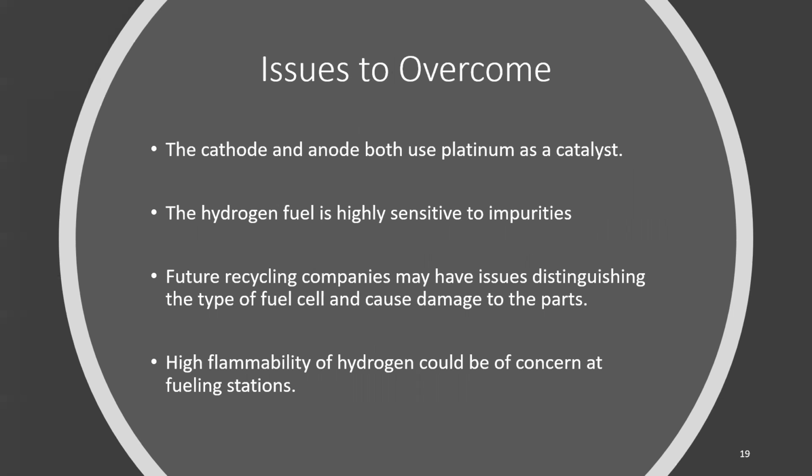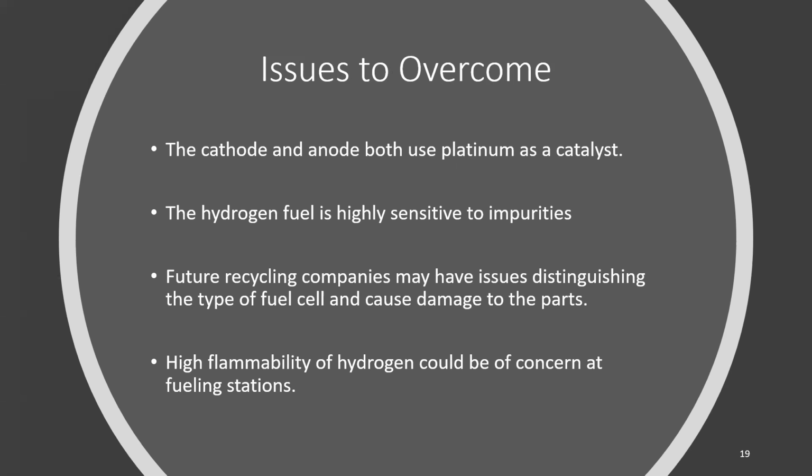But some issues to overcome. The cathode and anode both use platinum as a catalyst, and this is where most of the cost of the fuel cell actually goes towards. In order for fuel cells to be commercialized, the platinum as a catalyst needs to be addressed, whether we use less platinum for the catalyst, whether we use a different material, or whether the platinum price goes down. Something needs to happen in that aspect for fuel cells to be commercialized.